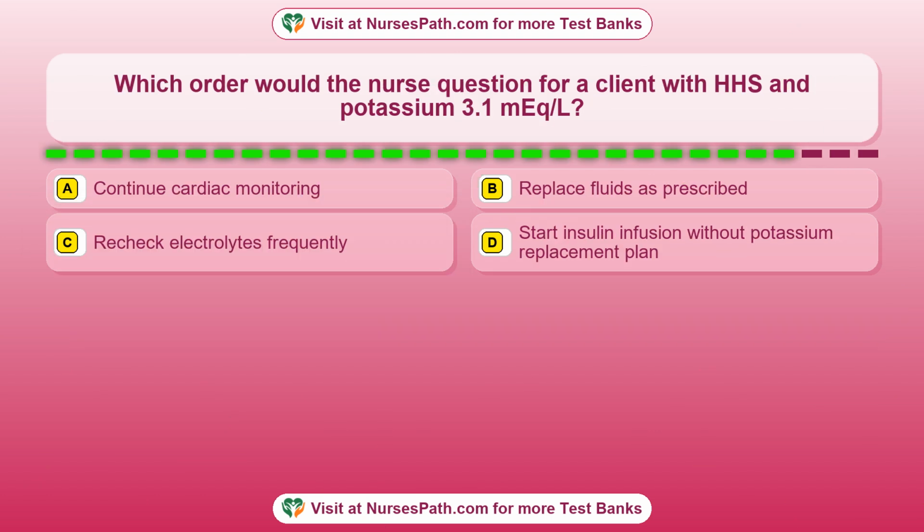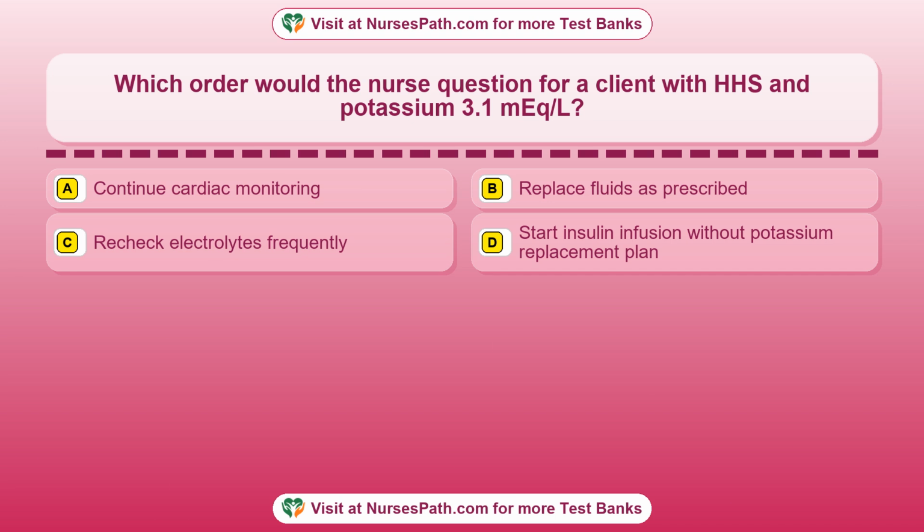Question 16. Which order would the nurse question for a client with HHS and potassium 3.1 milliequivalents/L? Option A, continue cardiac monitoring. Option B, replace fluids as prescribed. Option C, recheck electrolytes frequently. Option D, start insulin infusion without potassium replacement plan.